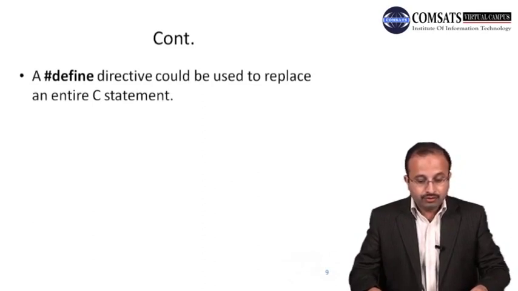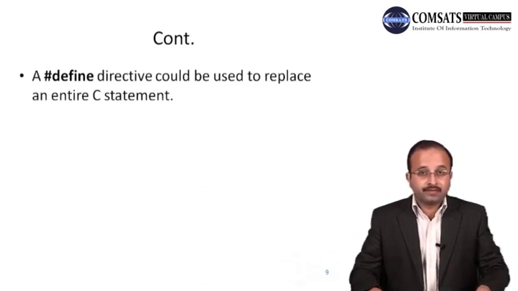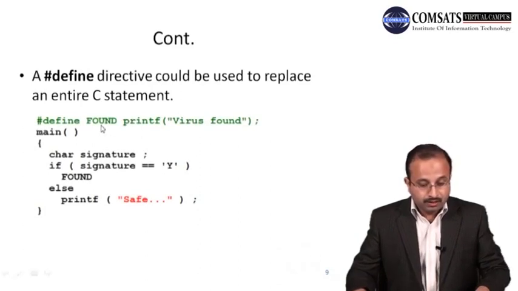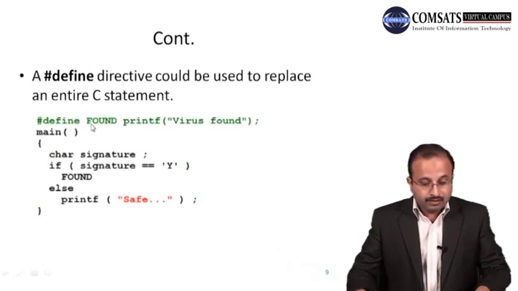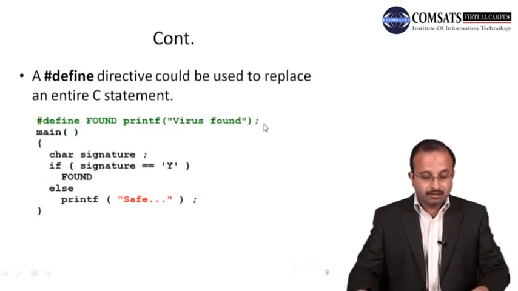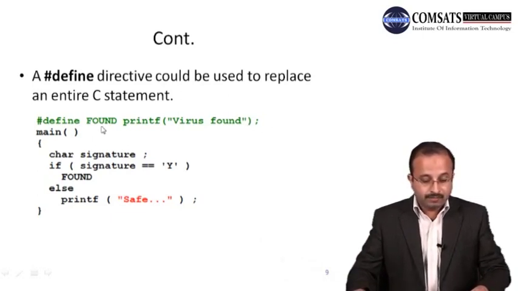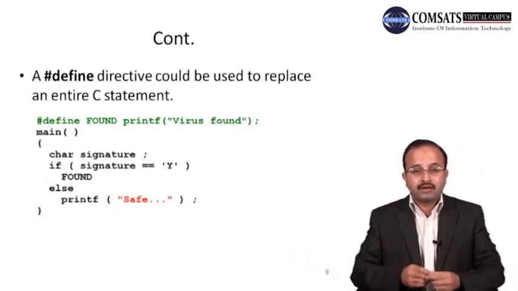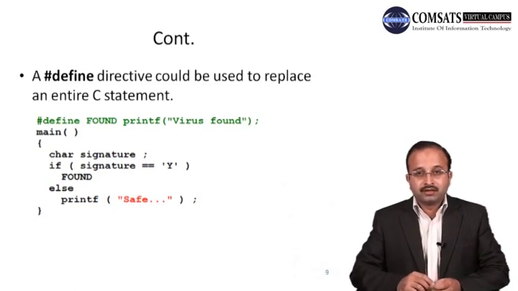A define directive could be used to replace an entire C statement. For example, you define a macro FOUND whose value is printf virus found. That is a C statement: printf virus found and semicolon, that is a complete C statement. So you define this macro, and before compiling this program, it looks for the macro FOUND in the preprocessor phase. So you write the source code, and when you press the compile button, the first step is the preprocessor step.